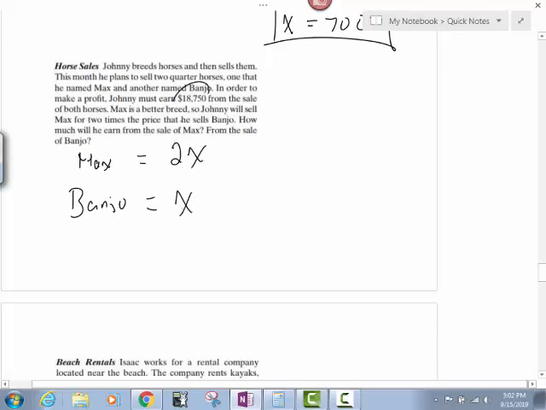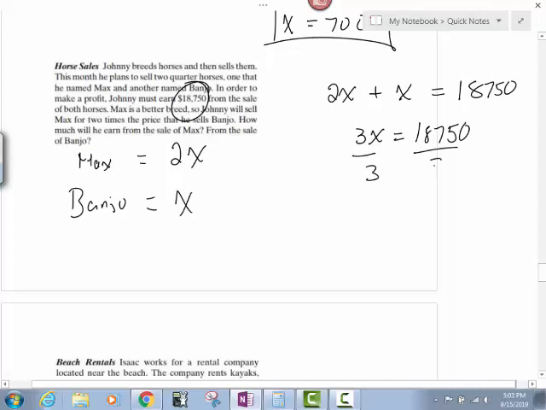And we know that the amount of money we want to get is $18,750. So whatever Max brings in plus whatever Banjo brings in has to add up to $18,750. Combining those, that's a 3x equals $18,750. We can divide both sides by the number 3.